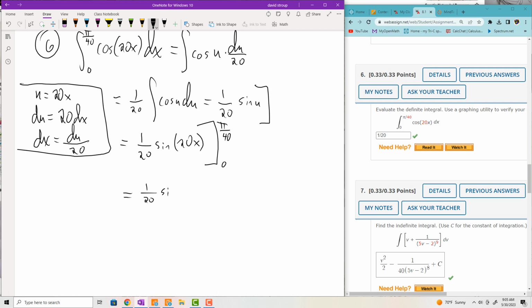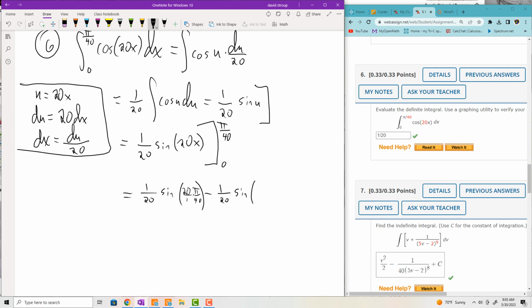Okay, so I have 1/20 sine of, now evaluate the antiderivative, first starting at pi over 40. So it's the fundamental theorem of calculus, minus the antiderivative evaluated at 0. Oops. And that first one, it's 20 times pi over 40. Sorry about that. So I totally butchered that. So 20 over 1 times pi over 40. I'll simplify that in a sec.